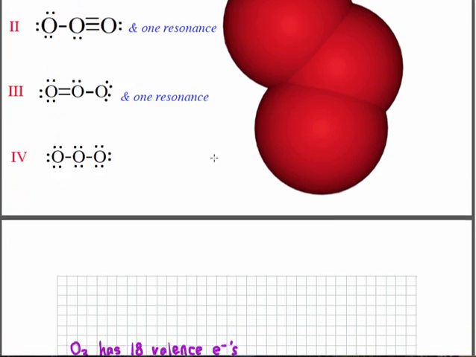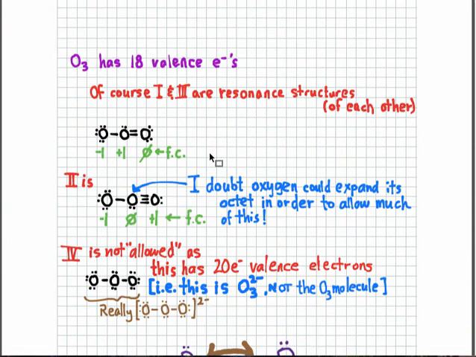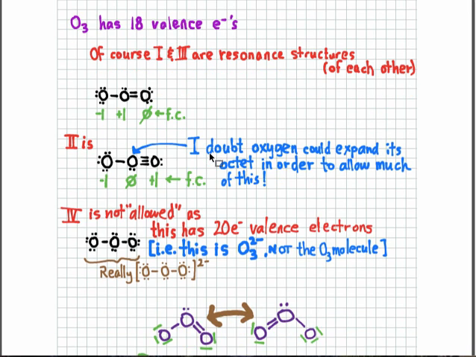Alright, let's count them up. Let's determine the formal charges. Structures 1 and 3 are resonance structures, so they both have the same formal charges going on.